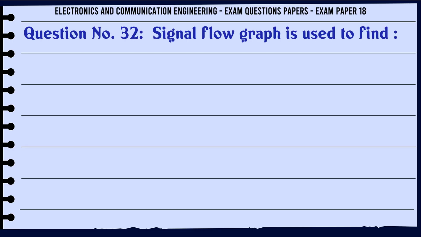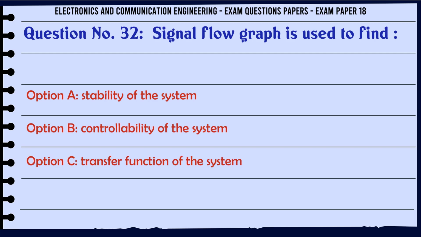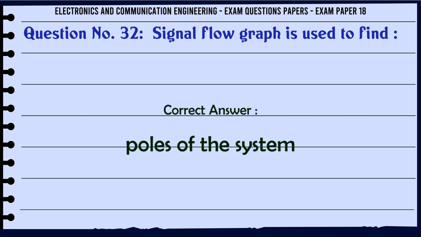Signal flow graph is used to find A. Stability of the system, B. Controllability of the system, C. Transfer function of the system, D. Poles of the system. The correct answer is poles of the system.